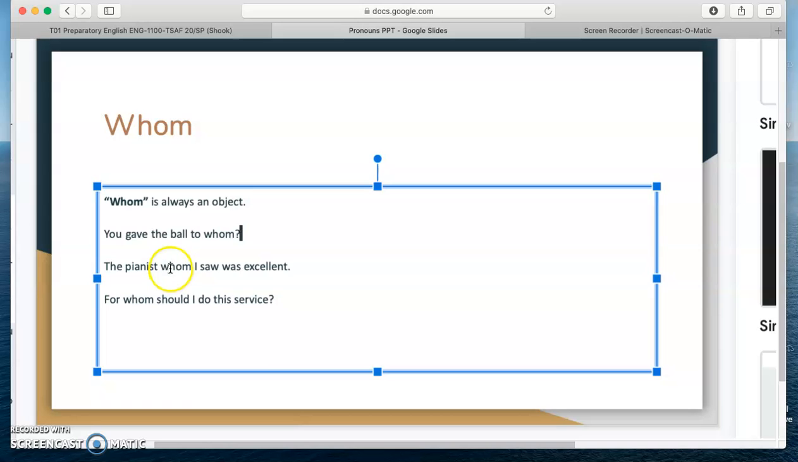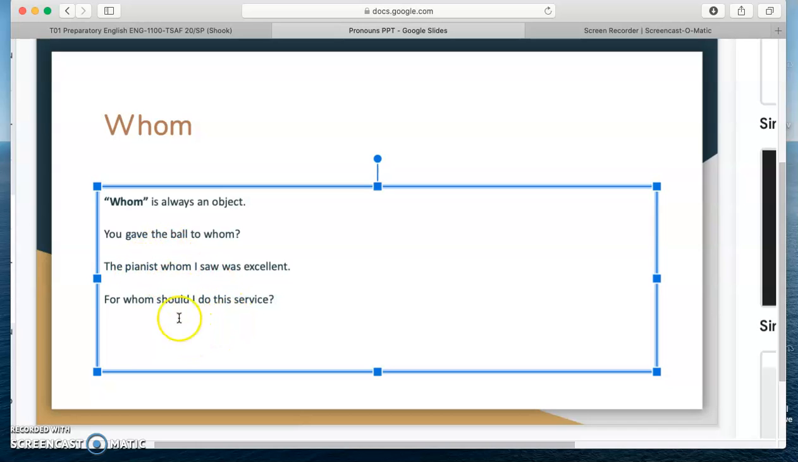The pianist whom I saw was excellent. Now, we're going to get back to this one in just a second. For whom should I do the service? Again, we have a prepositional phrase, for whom being the object of the preposition, for whom should I do the service? If you're confused about that, you can reorder the sentence saying, I should do the service for whom, right? This is an inverted sentence.